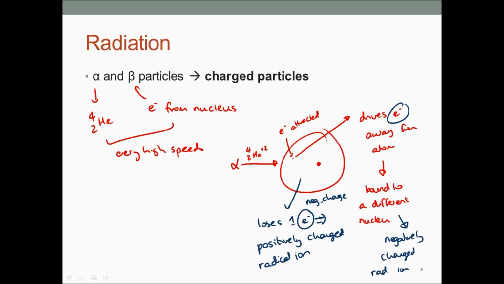In terms of beta particles, it's pretty much the same thing. Now this time it's not attracted, but rather both the electrons and the beta particle, because the beta particle is an electron after all, will repel each other, and by this interaction it will drive the electron out of the atom that it's in, and hence it forms a radical ion.